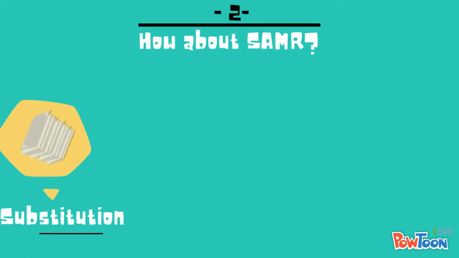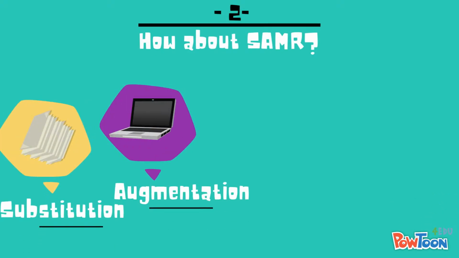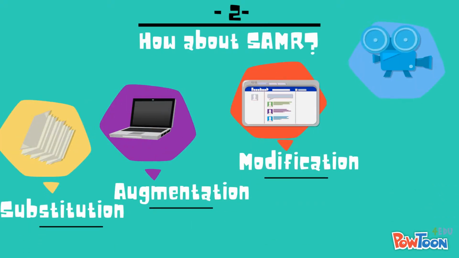The SAMR model was developed by Dr. Ruben Puentedura, a model for technology integration. It follows the framework of Bloom and connects dynamic learning to more complex thinking and technology use. The more complex the technology tool, the more complex the thinking and learning.